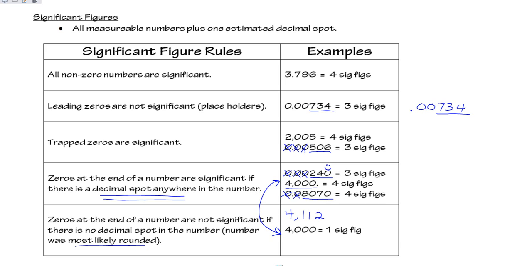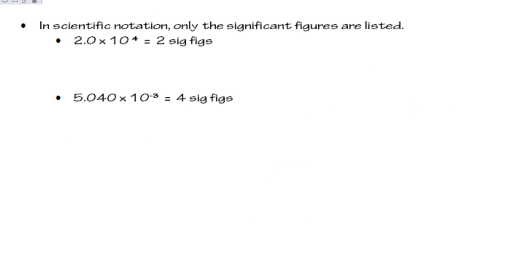Other little sig fig rules that we should be somewhat familiar with. In scientific notation, the significant figures are the numbers that are listed out in front. So if I have 2.0 times 10 to the 4th, the 2.0, there it is, that was measured. Or 5.040 times 10 to the negative 3rd. You don't need to take these numbers out of scientific notation. The significant figures are whatever's listed out in front. You will see quite a few numbers this year in scientific notation. That's a good thing. You don't need to take it out.